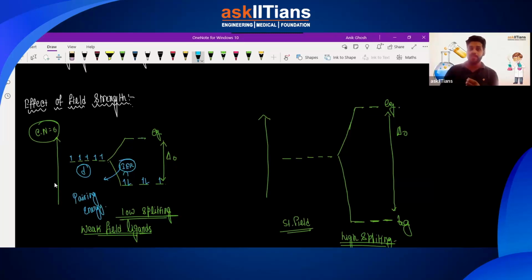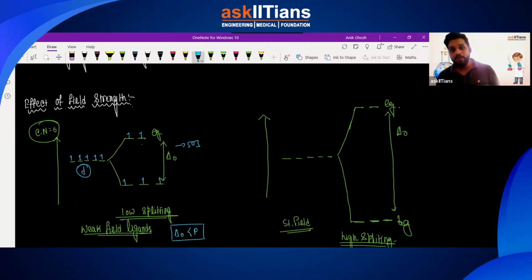So guys, for the low splitting complexes, if you want to pair them, the energy that you need is really high. Let's say pairing energy is 100 joules. But if I make the jump, it might be going to 50 joules or something. So for a weak field ligand, the pairing energy is more than the jump. That's why the electrons love to make the jump instead. To pair them up, they would need more energy. So 1, 2, 3, 4, 5.